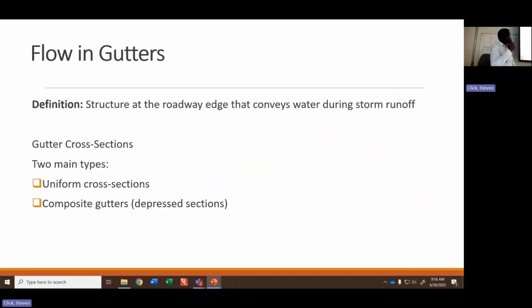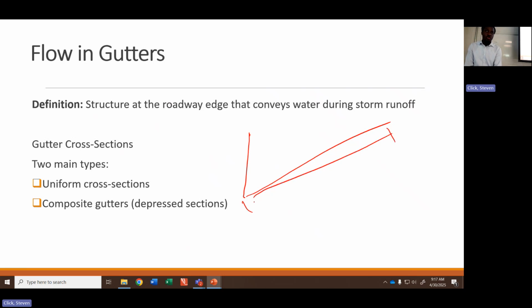So this is flow in gutters. For the surface drainage systems, I'll be talking about gutters. And for these gutters, we have two main types. We have the ones that have a uniform cross section and the ones that have a composite cross section. A uniform section will have something like this. This section has a constant slope throughout.